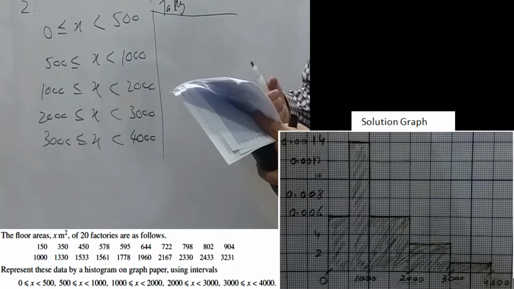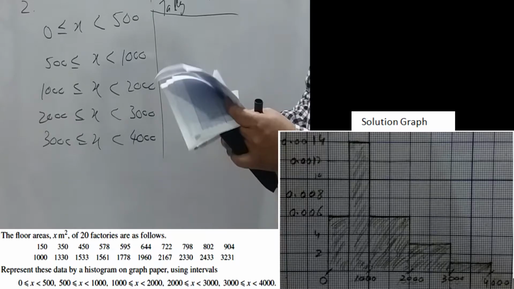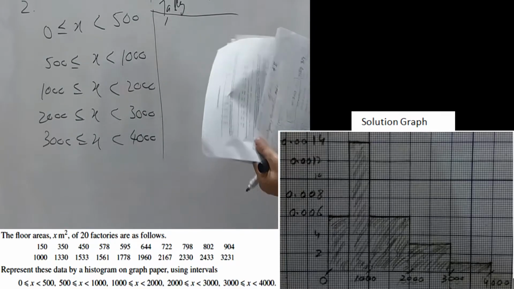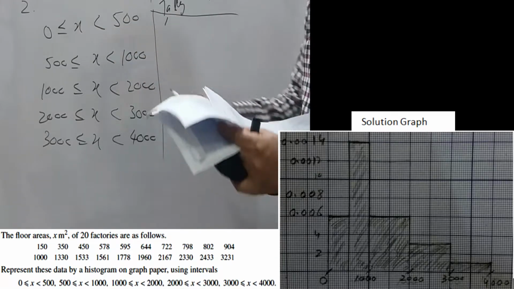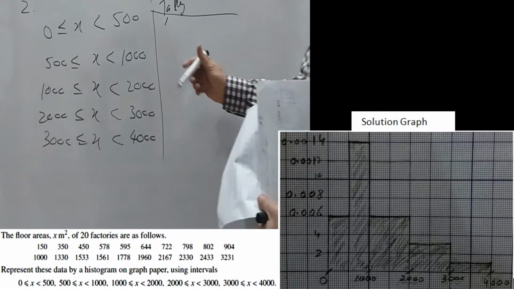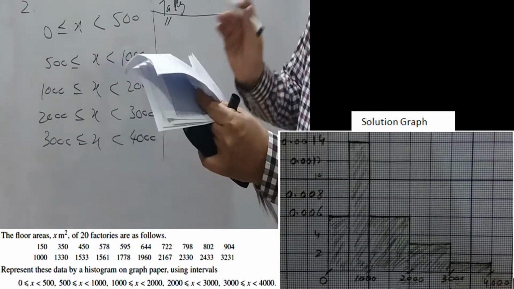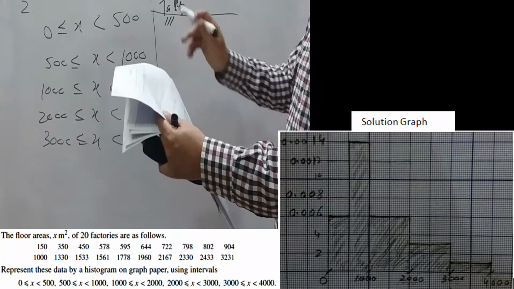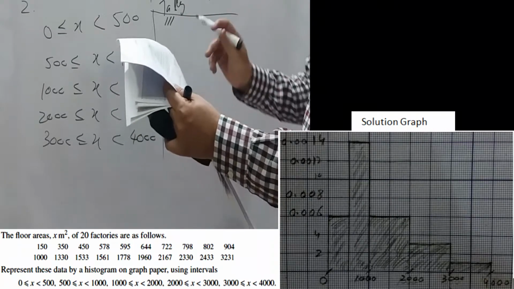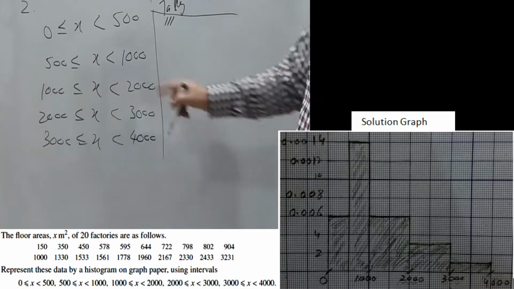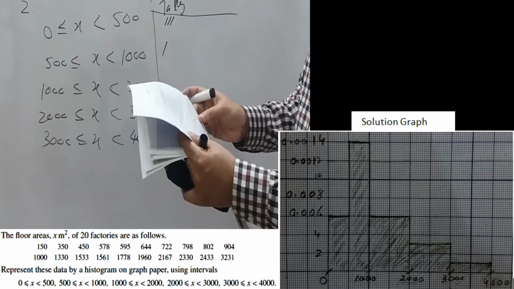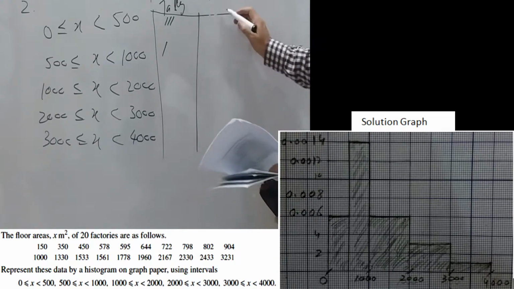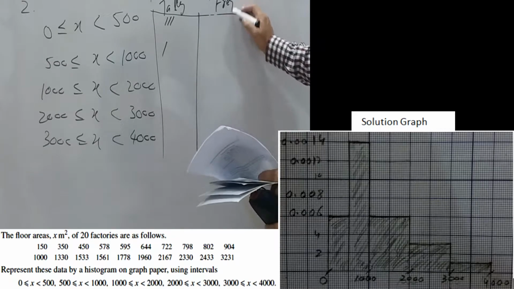For example, the value 150. Where will this 150 value lie? It will lie over here. 150 is between this. The second value, for example, 350, also lies over here. Row wise, first row, the next value 450 also lies over here. And similarly we have then 578. Now 578 will lie over here. So you go on entering all these values, and then we write here frequency.